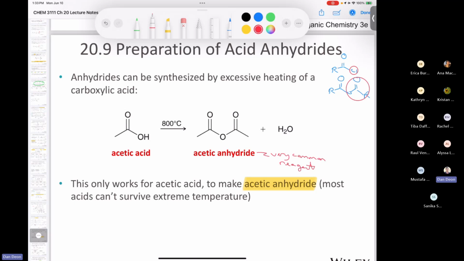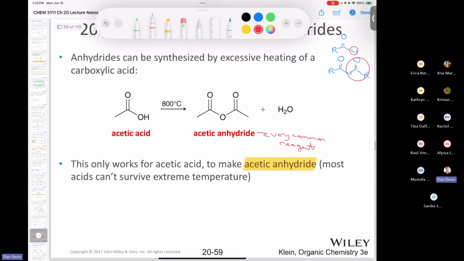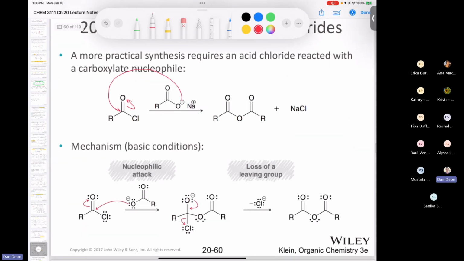And you're going to end up with acetic anhydride. But most carboxylic acids can't be heated to 800 degrees Celsius. So what do you do? You'd make the acid chloride, and then you treat it with the carboxylate salt. You have a nucleophilic attack, loss of leaving group, and there you go. You have just made your anhydride.